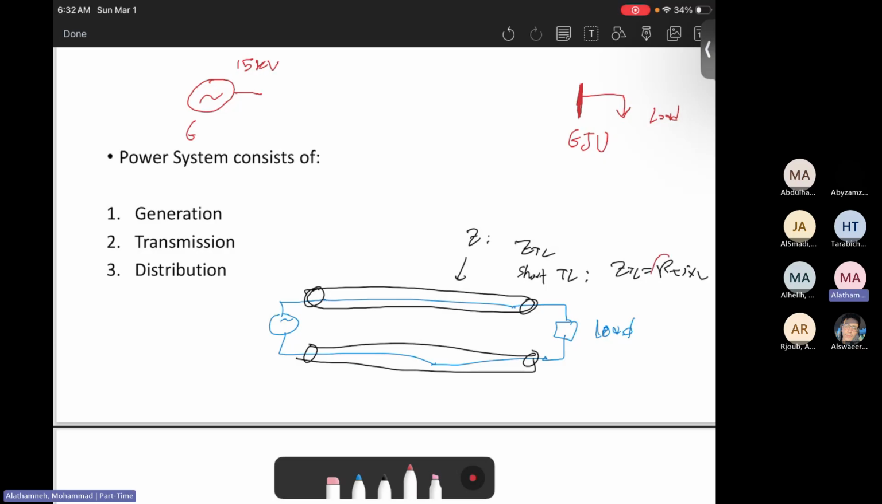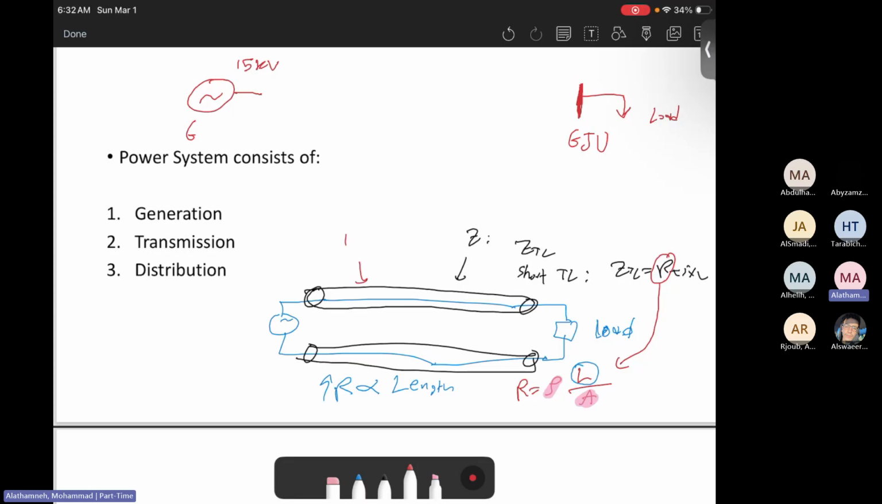Then look at the resistance, for example. The resistance, as we know from physics, is rho times L over A. Rho is related to the material, A is related to the cross-section area, and the remaining one is the length. So we can say the resistance depends on the length. When you increase the length, the resistance will increase. Okay, so what's the point of that?